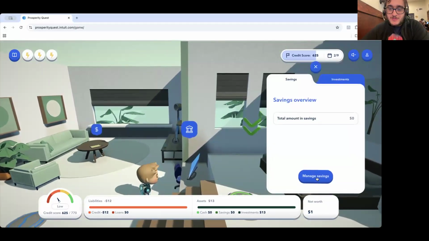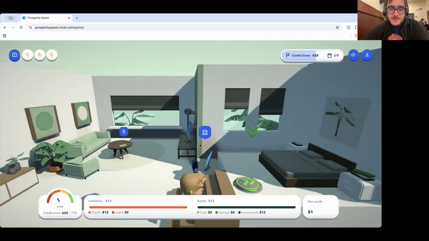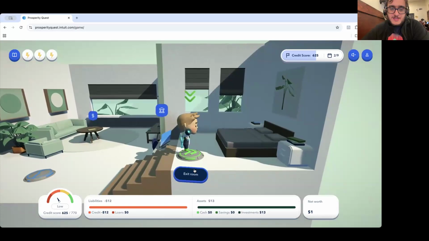Total amount of savings. I don't really have much in terms of money I can give in savings. I only have $1 net worth. So we got to make some more money. Exit room.